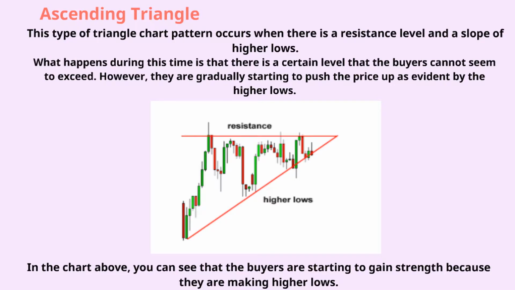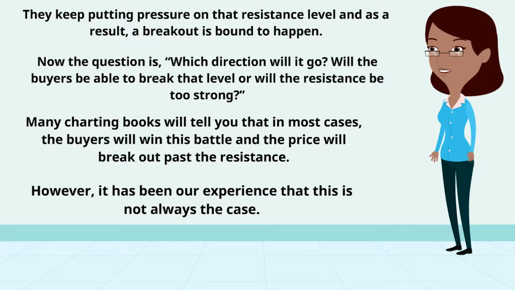Ascending triangle. This type of triangle chart pattern occurs when there is a resistance level and a slope of higher lows. What happens during this time is that there is a certain level that the buyers cannot seem to exceed. However, they are gradually starting to push the price up, as evident by the higher lows. In the chart above, you can see that the buyers are starting to gain strength because they are making higher lows. They keep putting pressure on that resistance level, and as a result, a breakout is bound to happen.